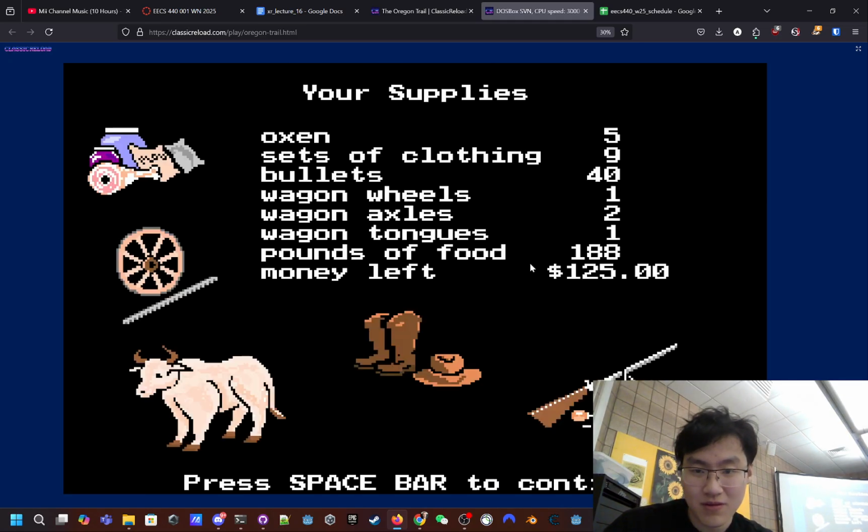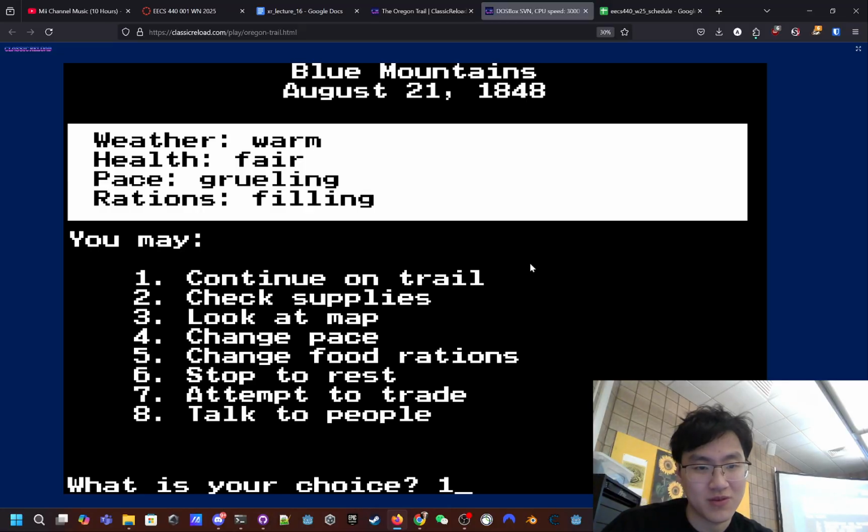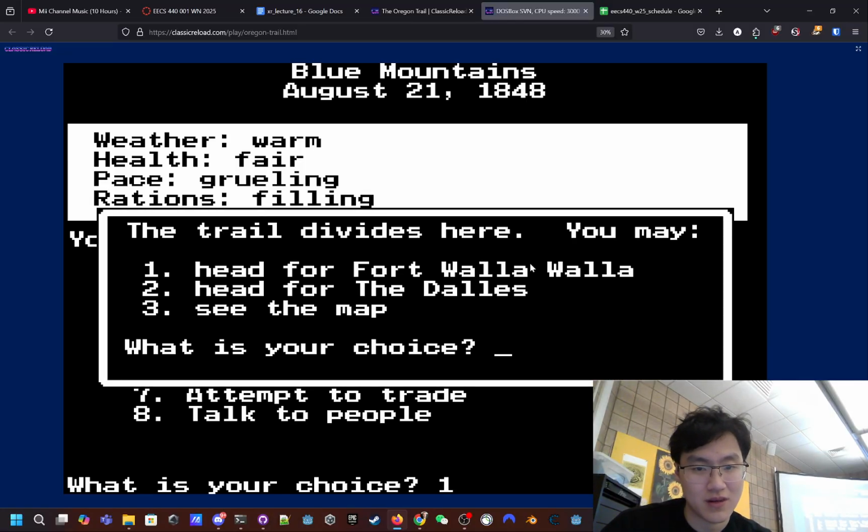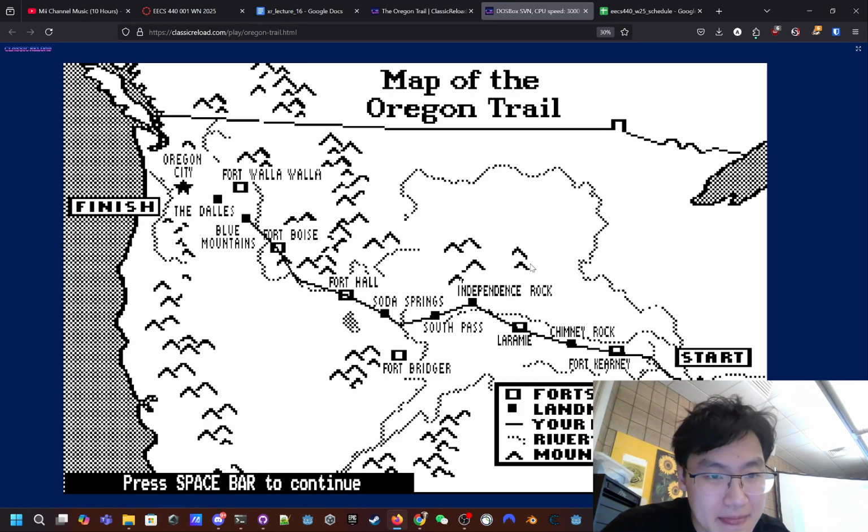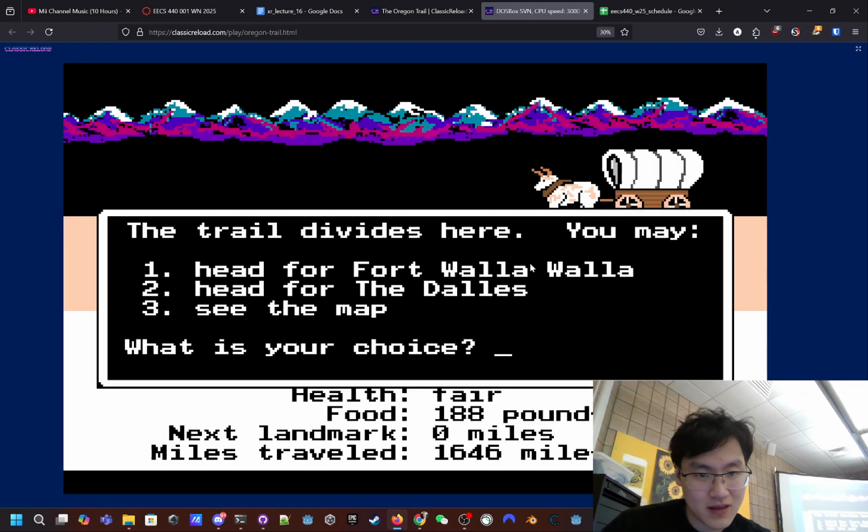Let's see how we're doing. Okay, yeah, we have a few. I think we are not that far. Okay, head to see the map. Dallas or Fort Walla Walla. It's Dallas for sure, right? Yeah. Head to Dallas.